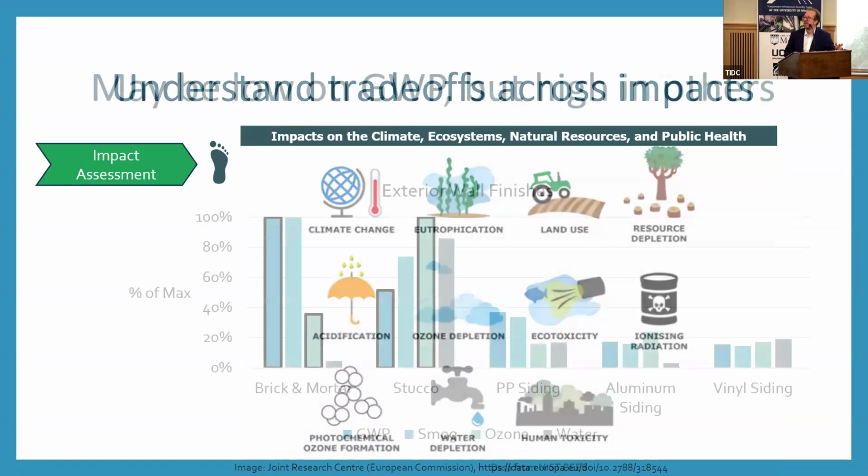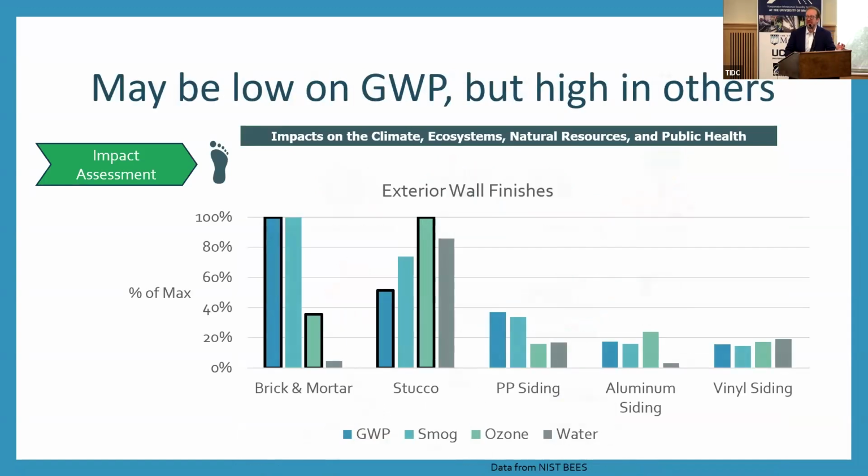So for instance, using data from a tool called NIST BEES, if we look at exterior wall finishes that you might have on the outside of your house, from the brick and mortar perspective, GWP, or global warming potential, which is a common metric for climate change, if we look at the percentage here, the highest impact across all of these five gets 100%, and then the other impacts are scaled. Brick and mortar's the highest, and then stucco is lower. But then over here on the ozone, brick and mortar is lower and stucco is highest. Obviously, if you choose these other ones, they're lower across the board. So that's part of the consideration.